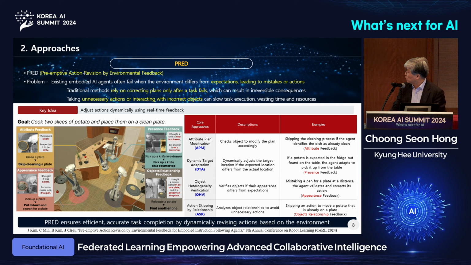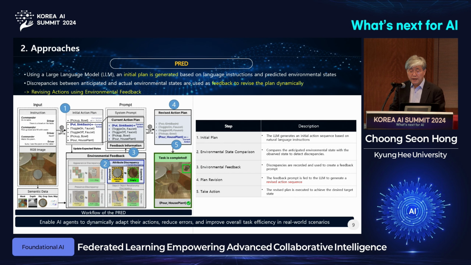Third, OHV, object heterogeneity verification, makes sure the object matches expectations, preventing mistakes. And then finally, ASR, action skipping by relationship, analyzes object relationships to avoid redundant actions. These 4 approaches work together to make tasks more efficient and accurate.